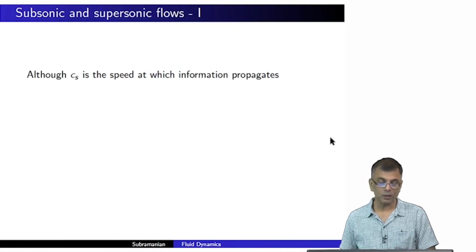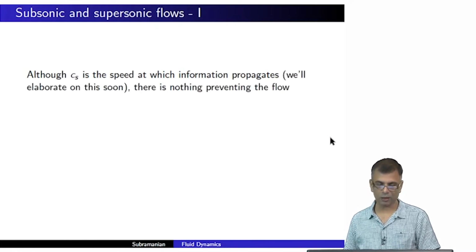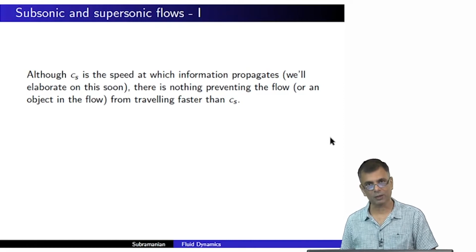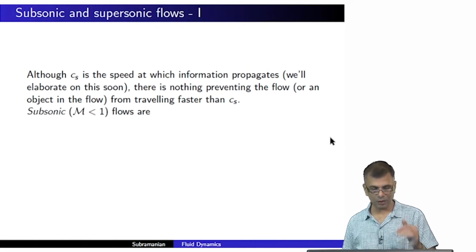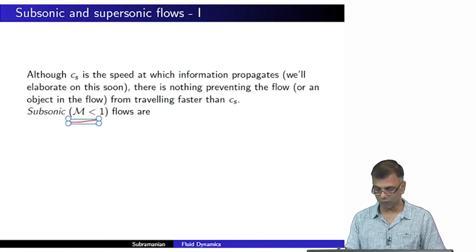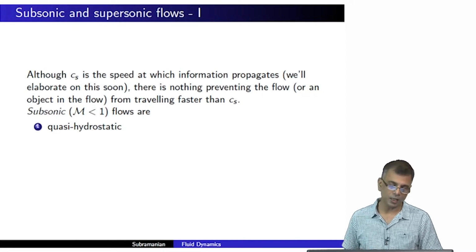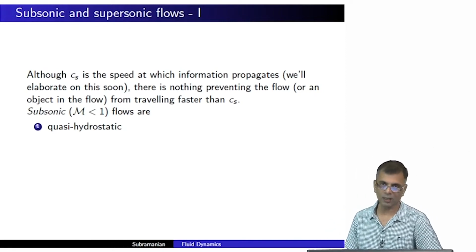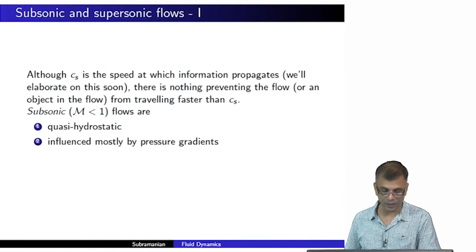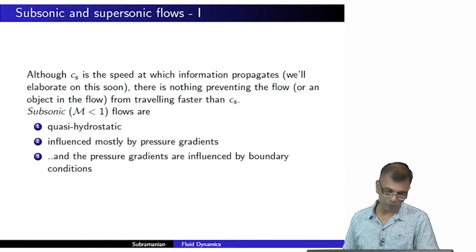So although the speed of sound is the speed at which information propagates, we will elaborate on this, there's nothing preventing the flow or an object in the flow from traveling faster than the speed of sound. So the thing about subsonic flows being ones for which the Mach number is less than 1, right. Subsonic flows are quasi-hydrostatic. We will see why in a minute. Yeah, you've already seen it actually. Subsonic flows are quasi-hydrostatic. They are influenced mostly by pressure gradients, and the pressure gradients are influenced by boundary conditions, right. So we will go back to this.